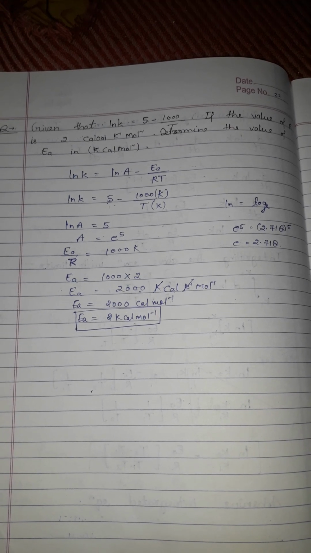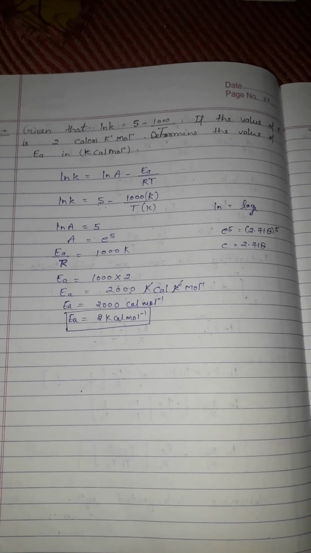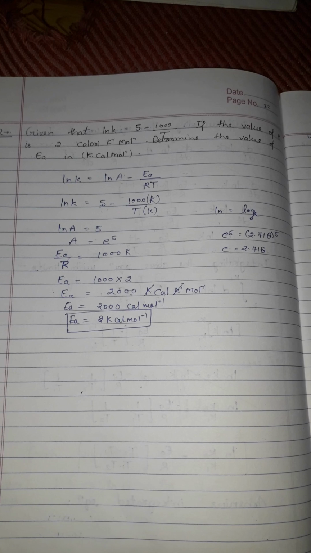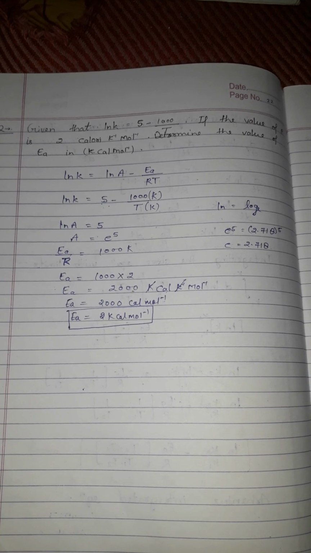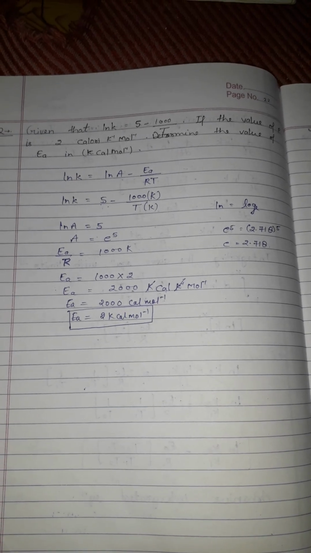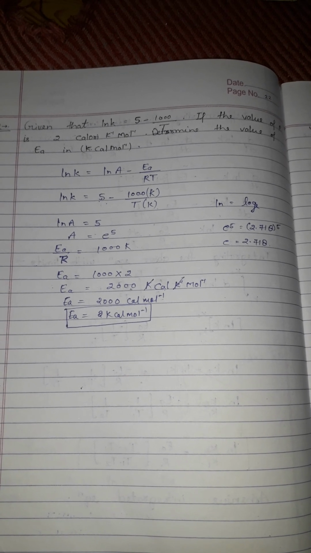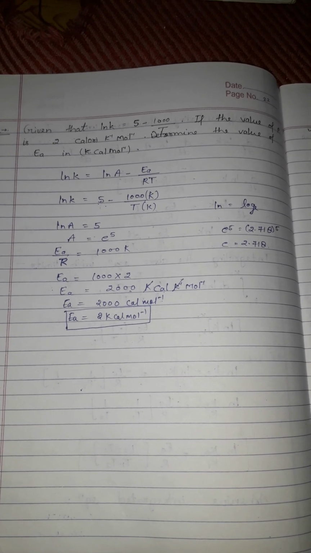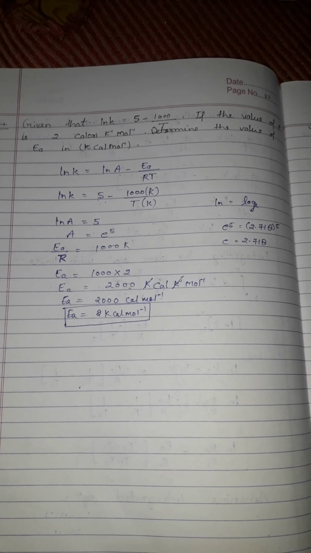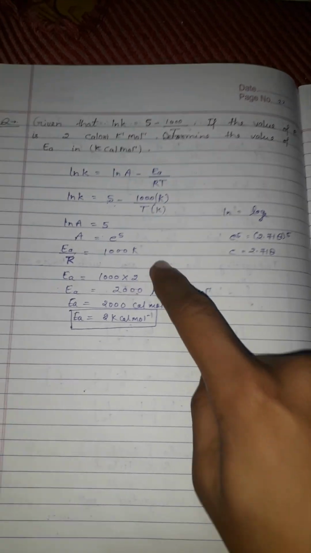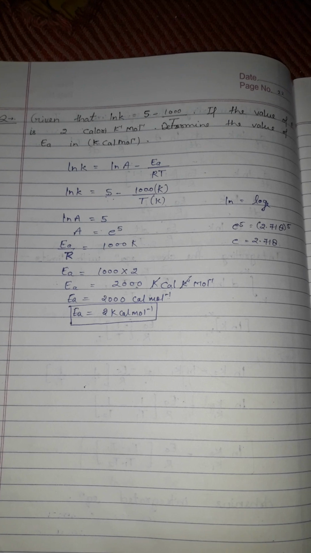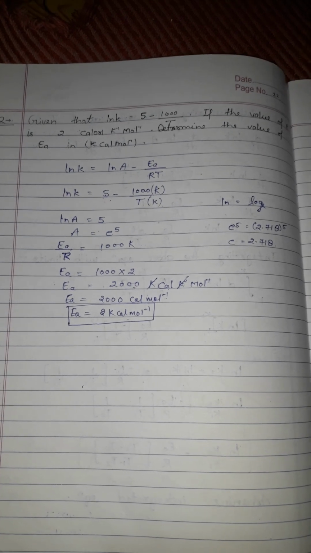Now this is an example. Given that ln K is equal to 5 minus 1000 upon T, if the value of R is 2 calorie per Kelvin mole, determine the value of Ea in kilocalorie per mole. Then finally in this equation we put the values, and finally Ea is equal to 2 kilocalorie per mole.